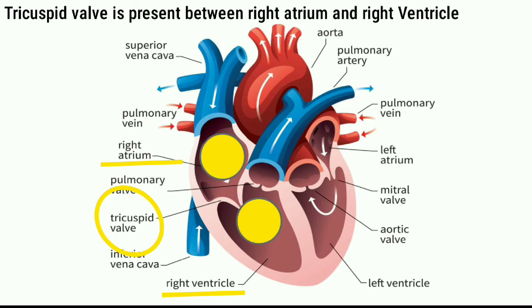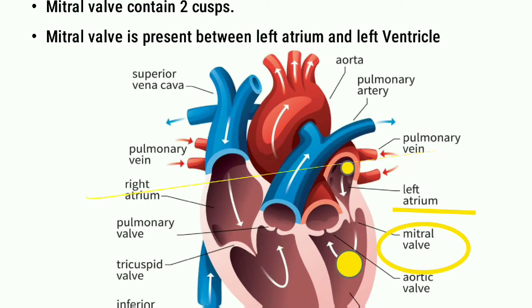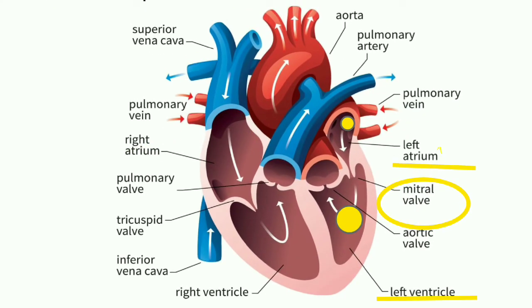Moving on to the mitral valve, it is the next atrioventricular valve. Mitral valve contains 2 cusps. Mitral valve is present in between left atrium and left ventricle.